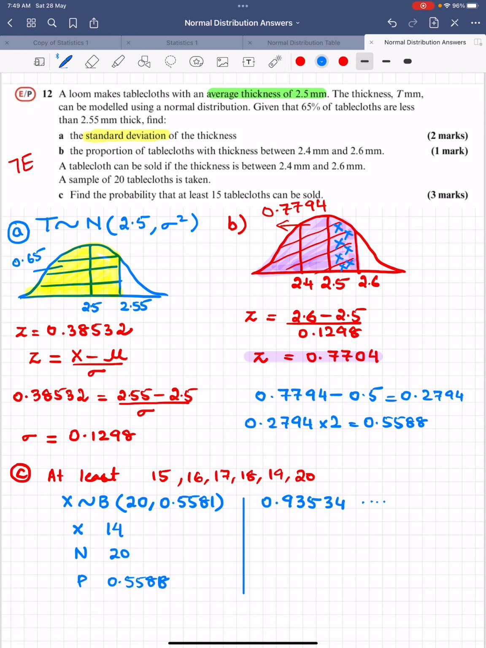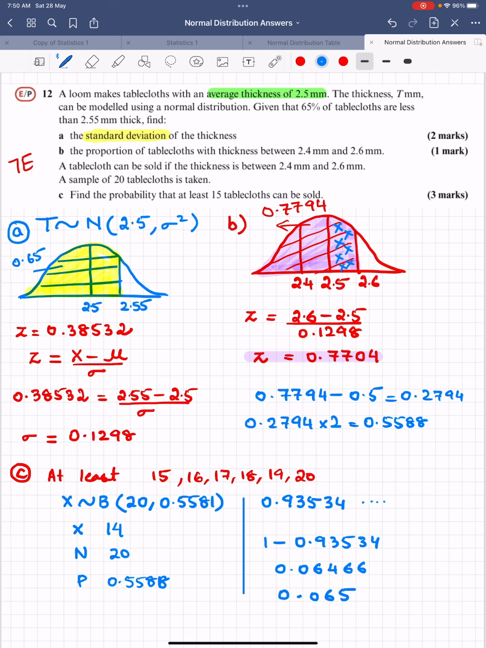Now this is the probability of what I do not want. So I'm going to do 1 minus 0.93534, which is 0.0666. If I want to round this off to three decimal places, it's going to be 0.065, which is the right answer.